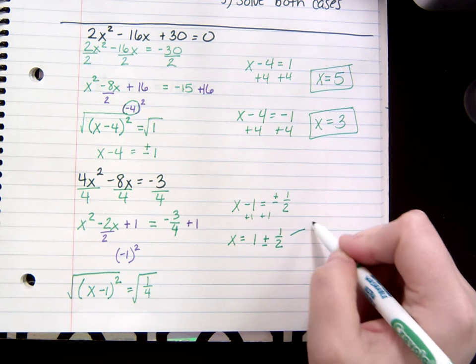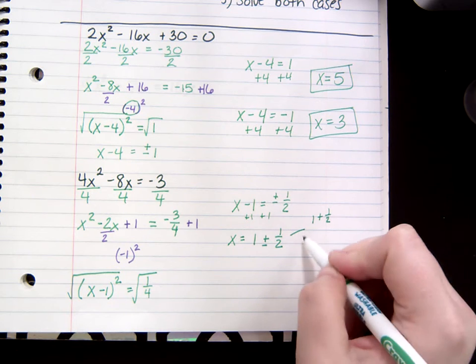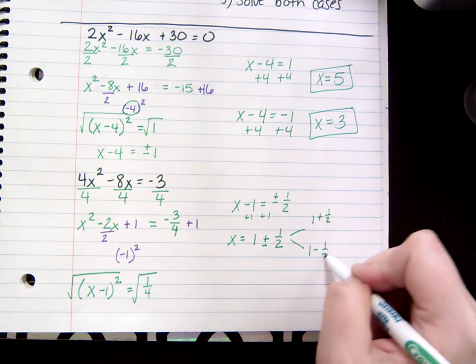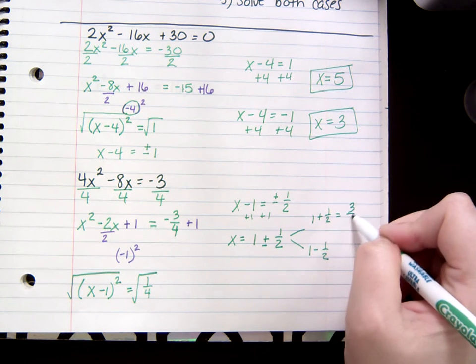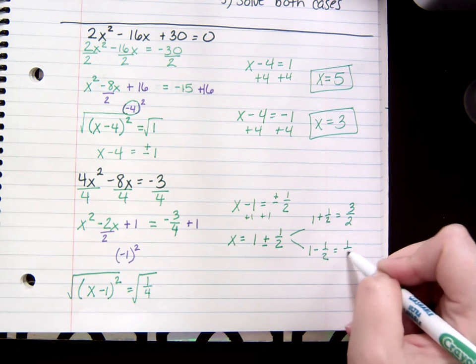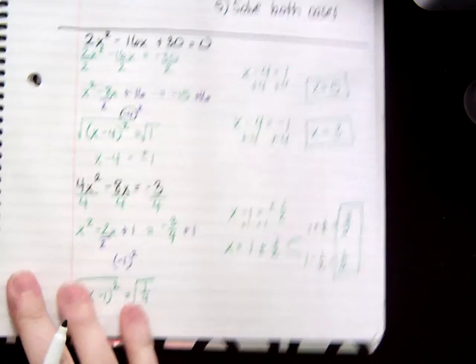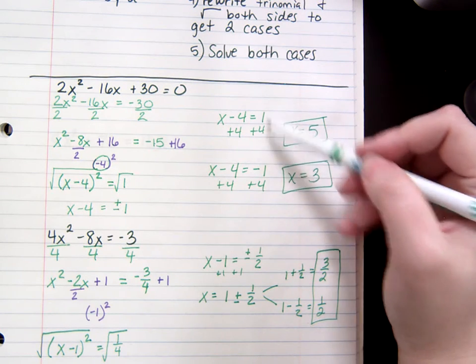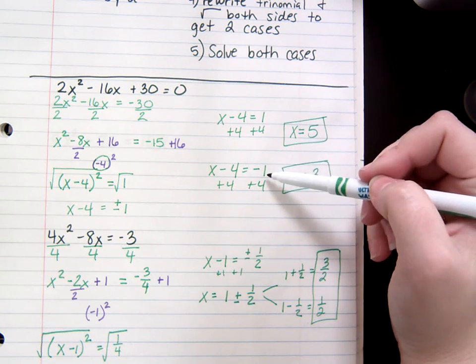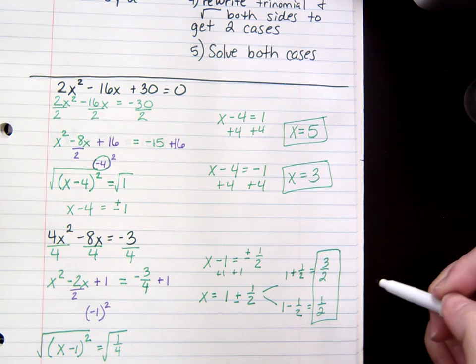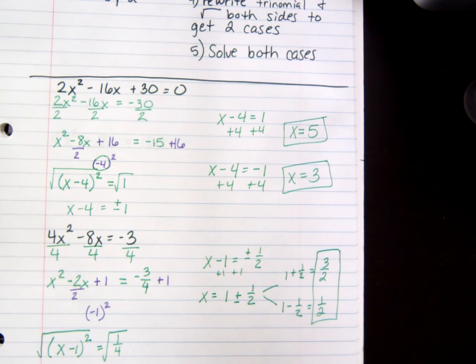So this means I've got 1 plus 1/2 and 1 minus 1/2, which gives me 3/2 and 1/2 as my solutions. So if you want to write out the two separate equations and solve the two separate equations, you can do that, or you can do it like this. Either way, you get the same answer.